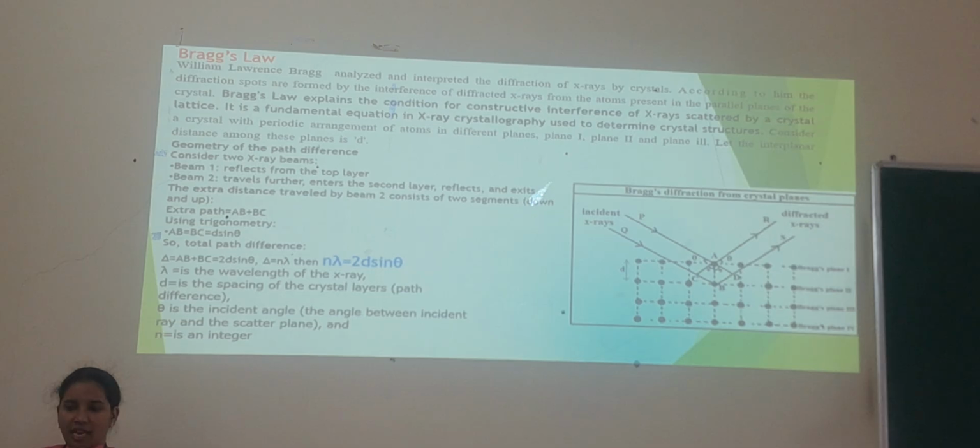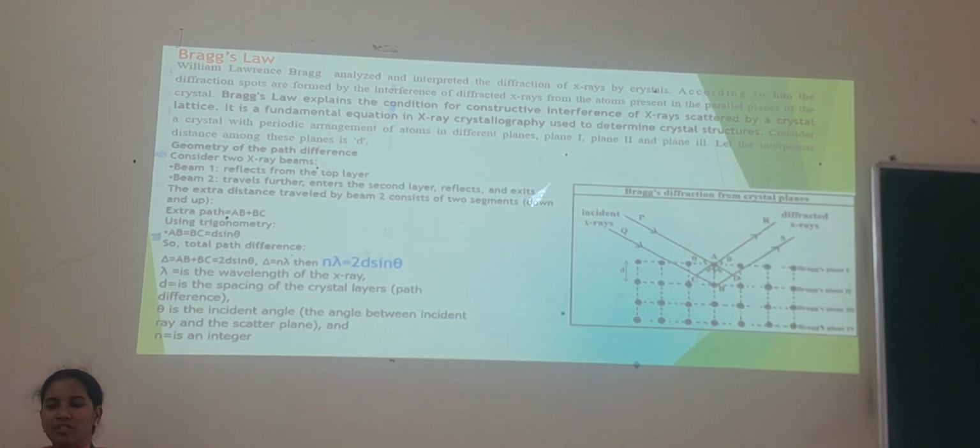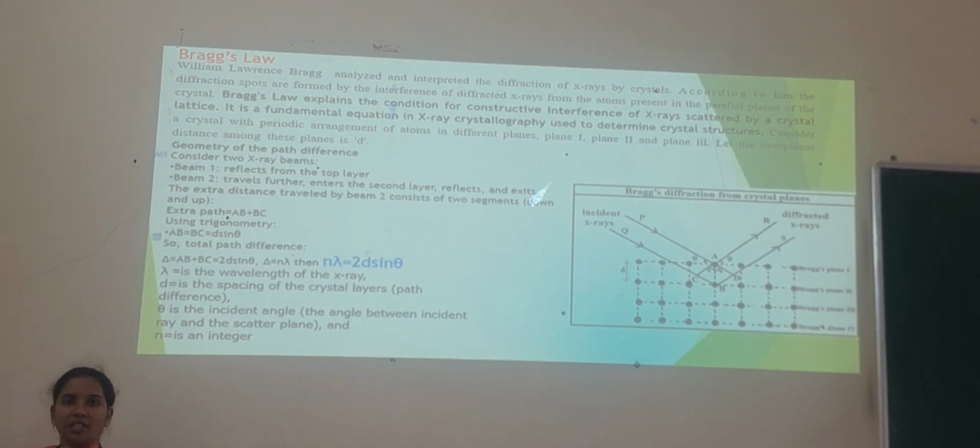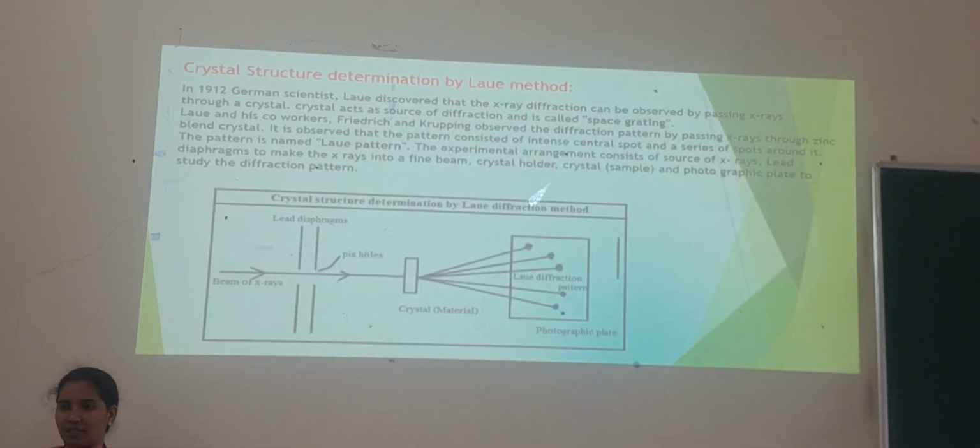Here, lambda is the wavelength of the X-ray, d is the spacing of the crystal layers, theta is the incident angle, the angle between the incident ray and the scattering plane, and n is an integer. So, Bragg's law is the formula n lambda is equal to 2d sin theta, which is a fundamental equation in X-ray crystallography to determine the structure of different crystals.